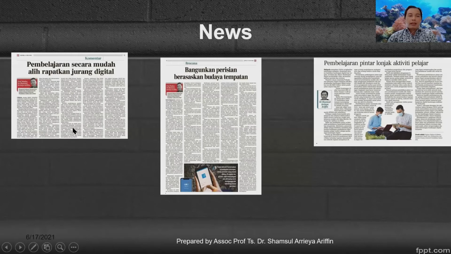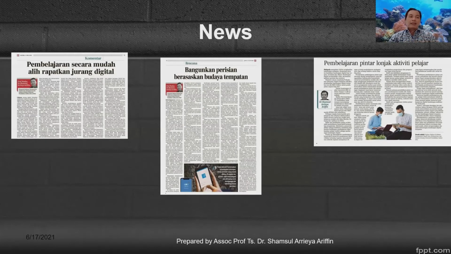So this is my comment. Actually, this is from my research. I have simplified it into a much simpler form and words, so that the local audience can understand it in Bahasa Malaysia.